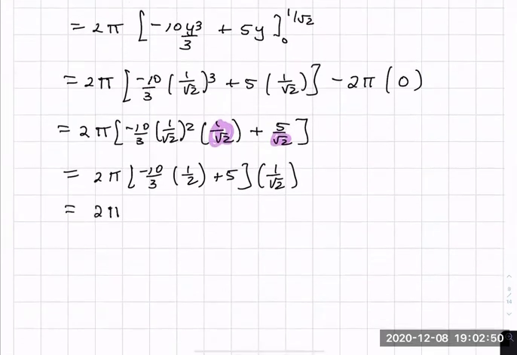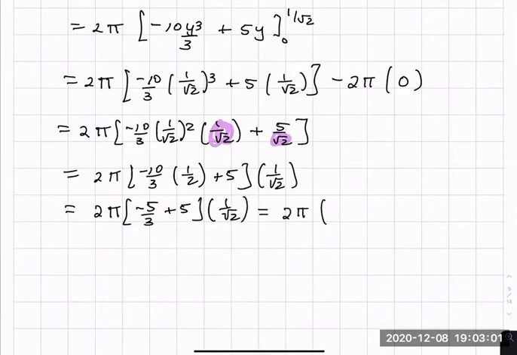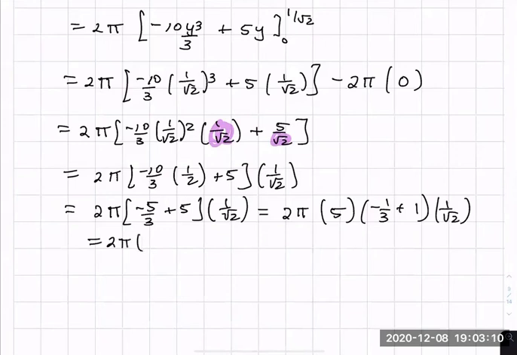So I don't know if that was too clever, but anyway. Negative 10 divided by 2 is negative 5, so I get negative 5 thirds plus 5 times 1 over rad 2. And in fact, I can go ahead and factor out 5, and I get negative 1/3 plus 1 times 1 over rad 2. So I get 2 pi times 5, negative 1/3 plus 1 is 2/3. And then I have 1 over rad 2. So then, okay, should I slow down a little bit? But 5 times 2 is 10, times 2 is 20. So I have 20 thirds pi times 1 over rad 2.